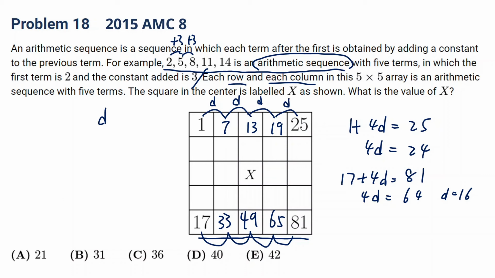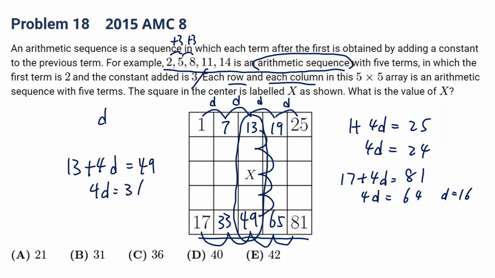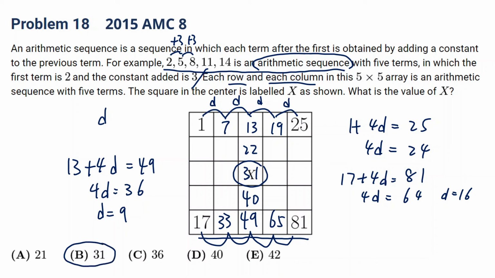Okay, lastly, we can use this column to solve for x. So again, 1, 2, 3, 4. It's like 13 plus 4D is 49. So 4D is 36, D is 9. Okay, so now we find 22, 31, 40. Okay, so x is 31. This is like a number game, and we're using arithmetic sequence to get the answer.